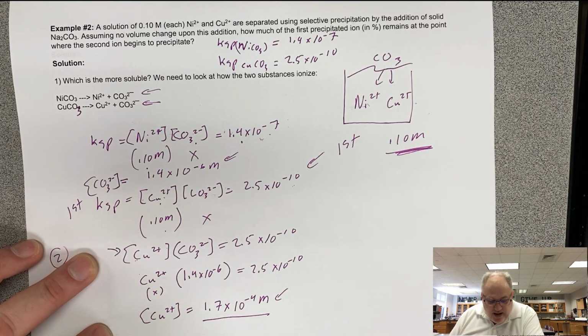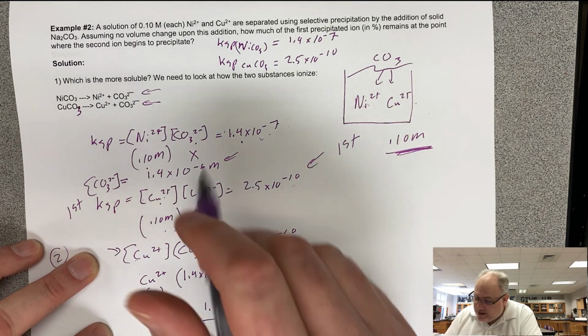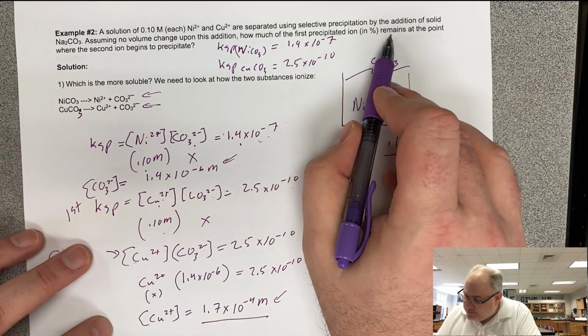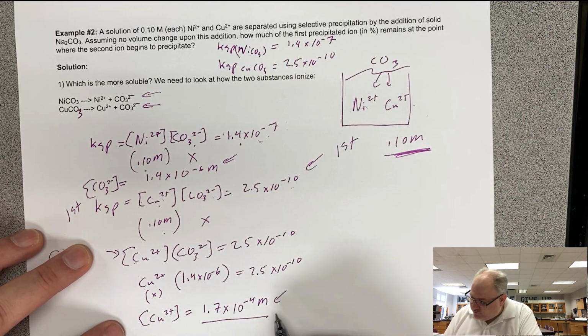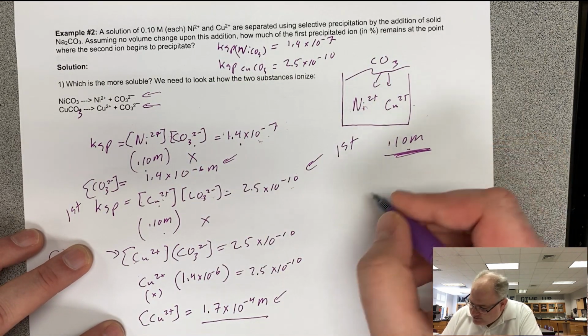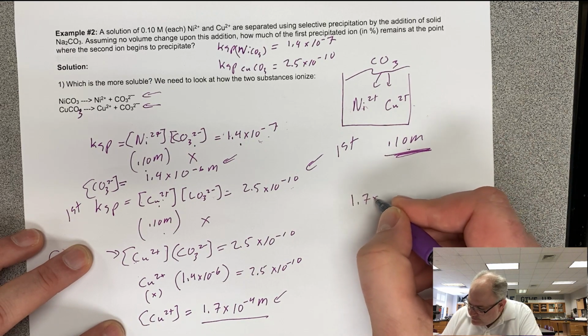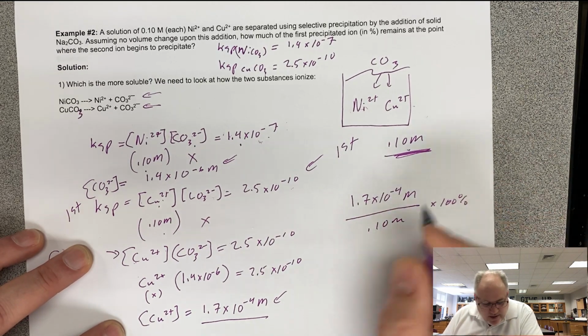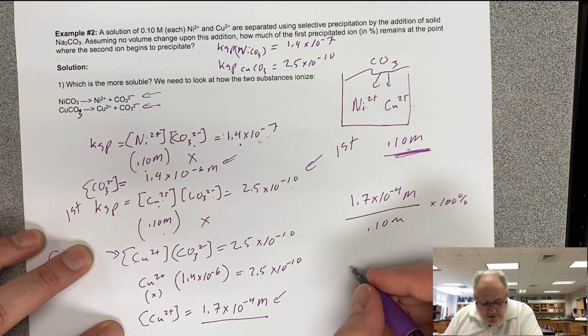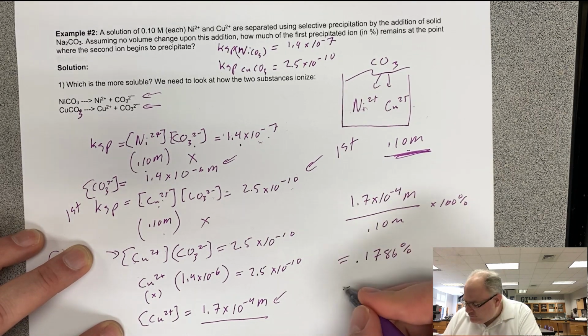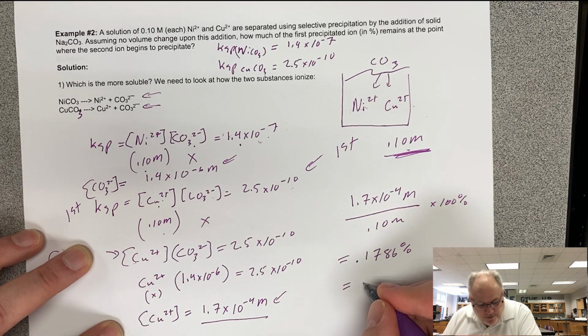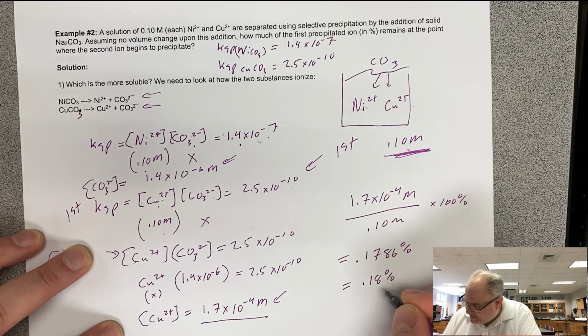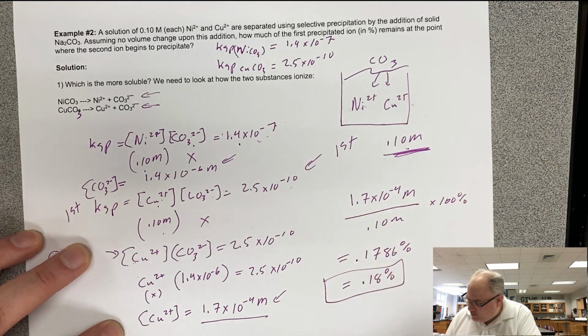Now, they're asking what percentage is still left when the original starts to form, right? They say, how much of the first precipitate in percentage remains when the second precipitate starts to form? We know this is the original amount, so couldn't we go 1.7 times 10 to the negative 4 over 0.10? And if I do that, we have to round to good significant figures, so we're going to end up with 0.18% left over. That is not a whole lot.